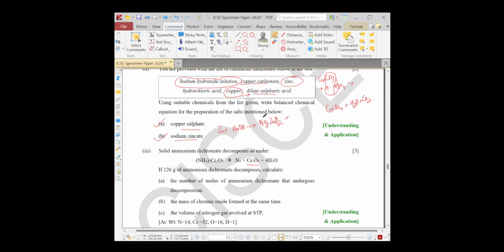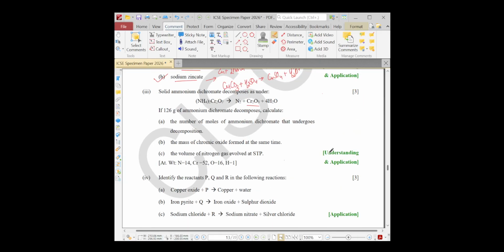So zinc plus sodium hydroxide solution will form Na2ZnO2. Since zinc lies above hydrogen in the metal activity series, hydrogen gas will be released. The balanced equation will be with 2 sodium hydroxide. Here it says you have to give a balanced chemical equation. So this is for sodium zincate, and for copper sulfate it will be copper carbonate plus H2SO4. You will get copper sulfate plus water plus carbon dioxide. Is this clear? Now next we move on to the third part, which is a numerical based on the mole concept.